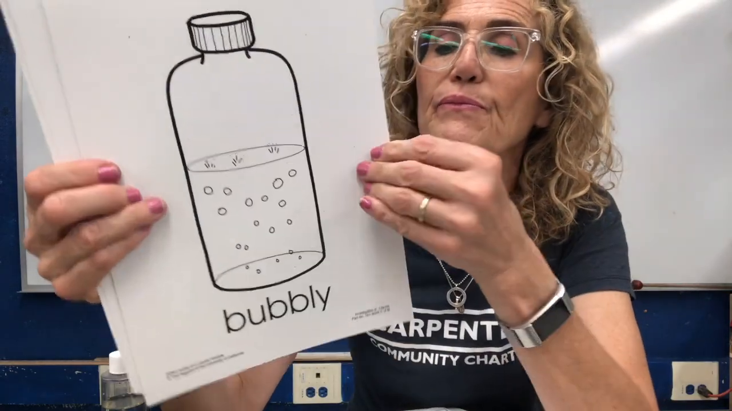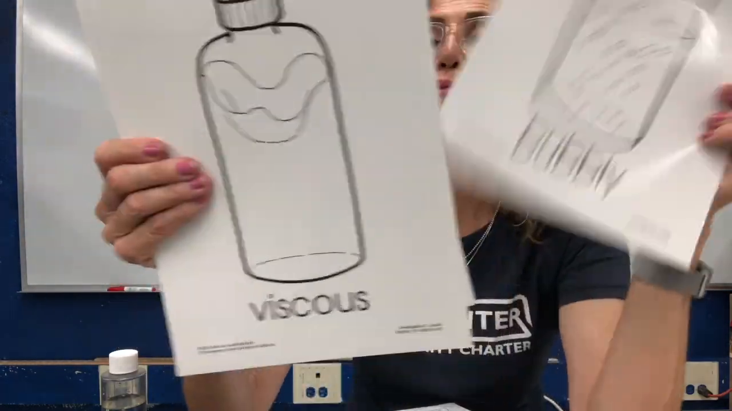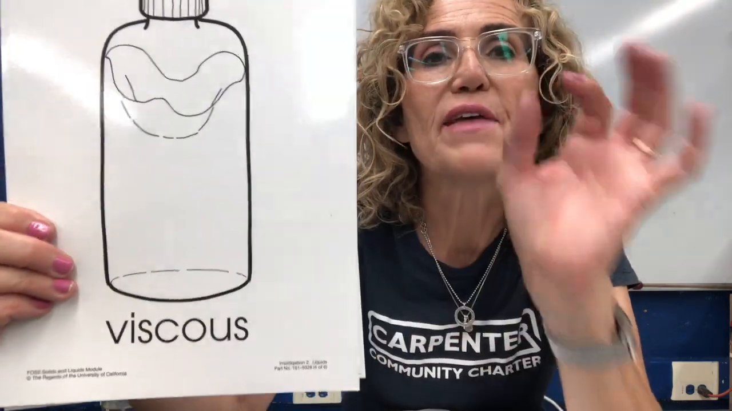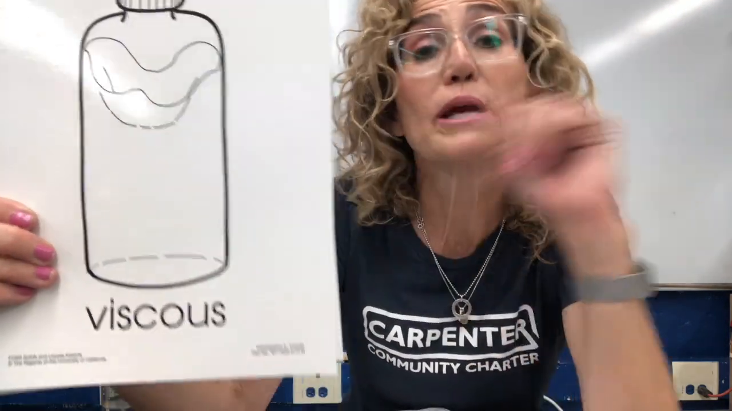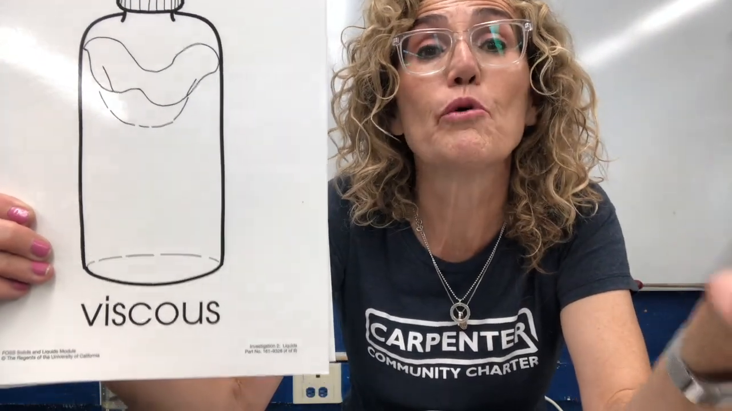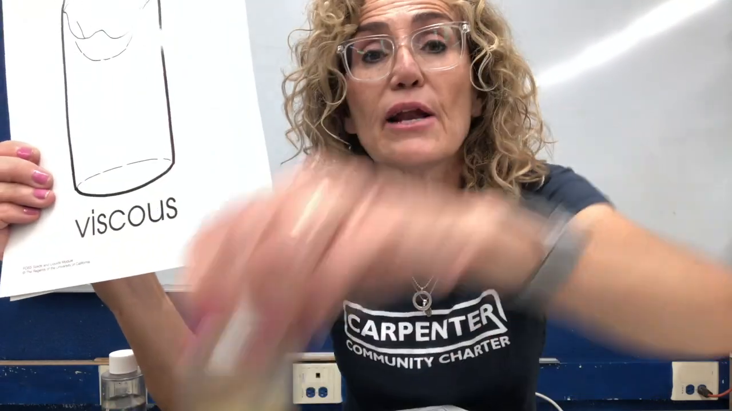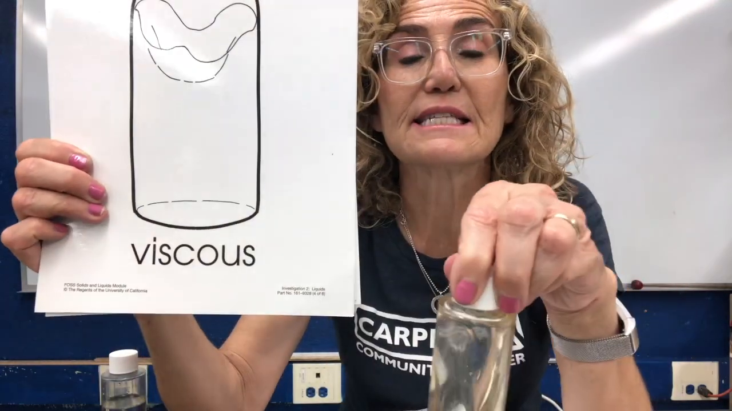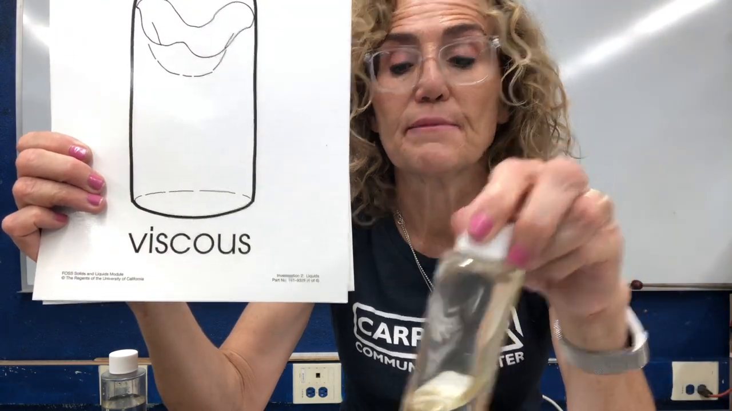Some liquids are viscous. This is a really important word. We before just talked about how some liquids were thin and some were thick. Liquids that are thick are viscous. Viscous.